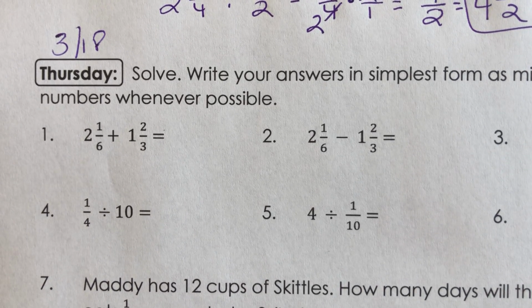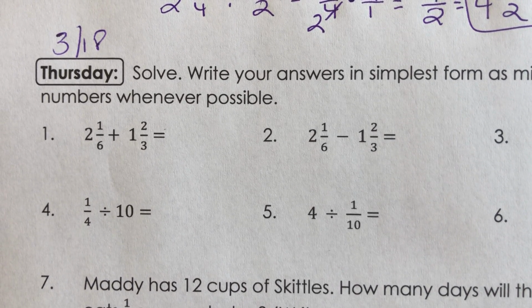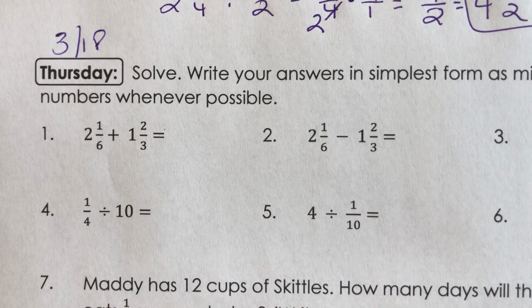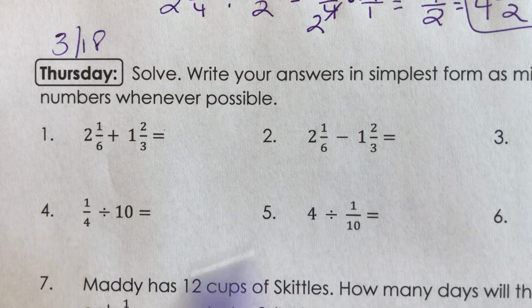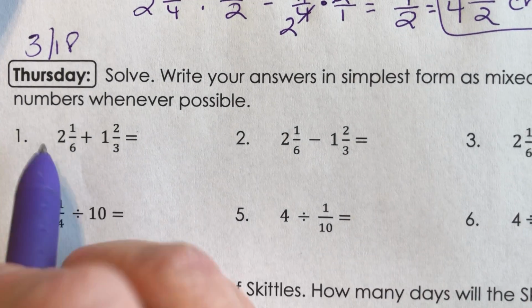It is Thursday, March 18th. It's time to check our bell work. Of course, you're going to simplify all these, right? And of course, I gave you the same 3 digits again for these top problems, but just different operations. So let's have at it.